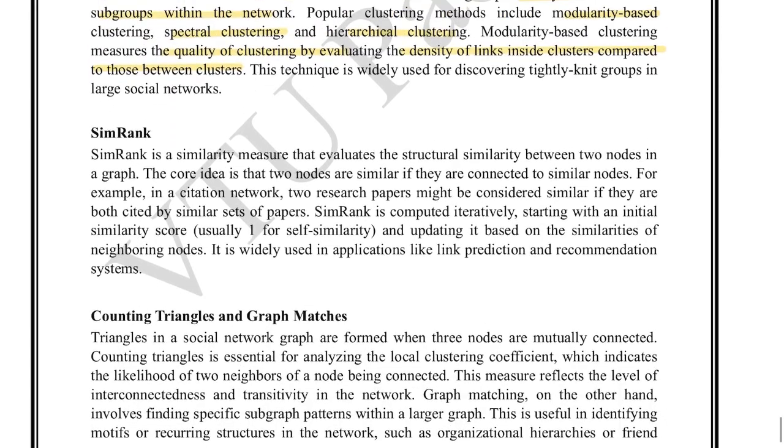SimRank is nothing but a similarity measure that evaluates the structural similarity between two nodes in a graph. The core idea is that two nodes are similar if they're connected to similar nodes. Okay, if both the nodes are connected together, then they are similar nodes. For example, in a citation network, two research papers might be considered similar if they are both cited by the same set of papers. Okay. SimRank usually starts with an initial score of 1, and it is updated based upon the similarity of the neighboring nodes.